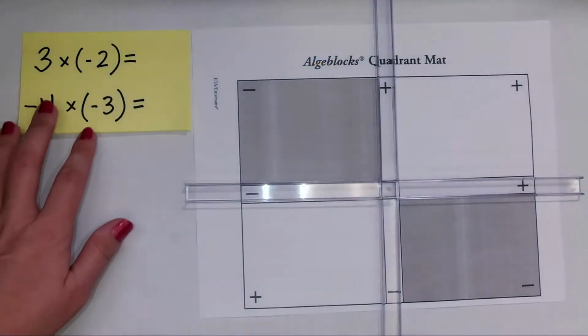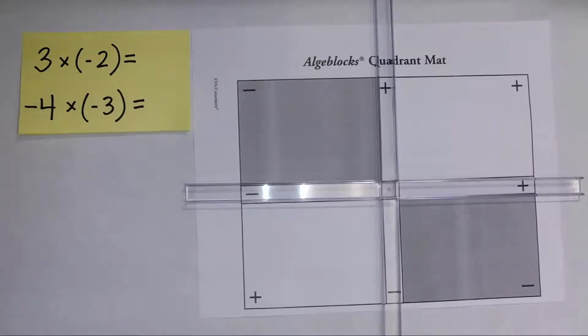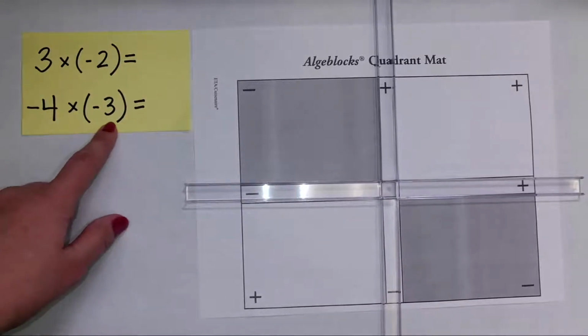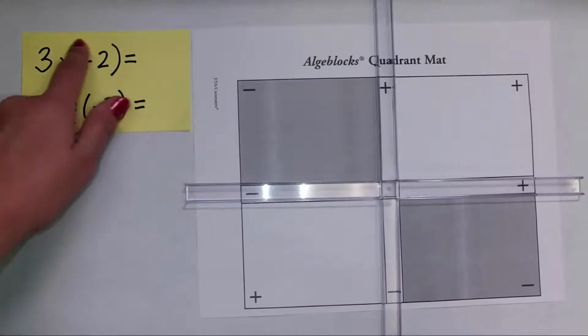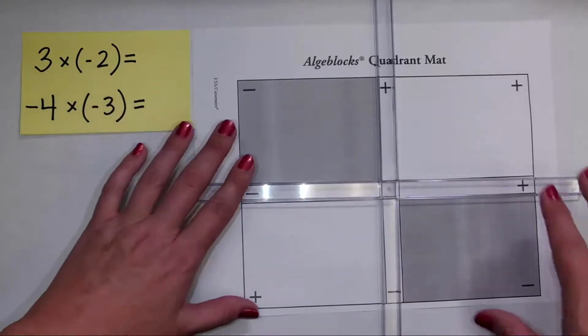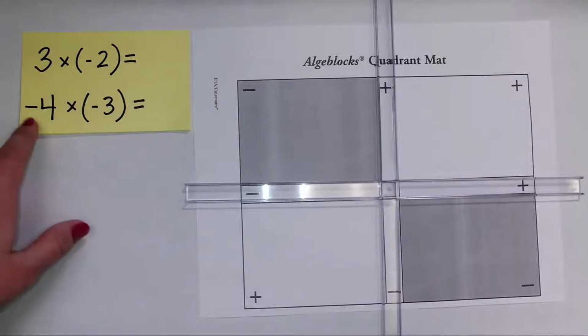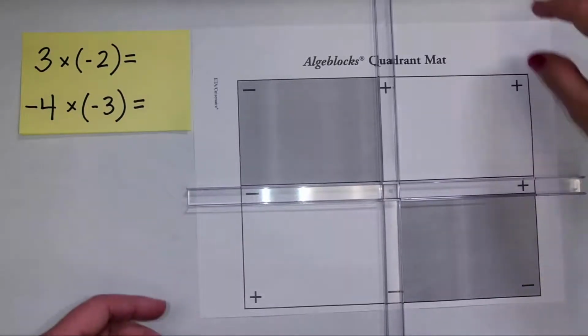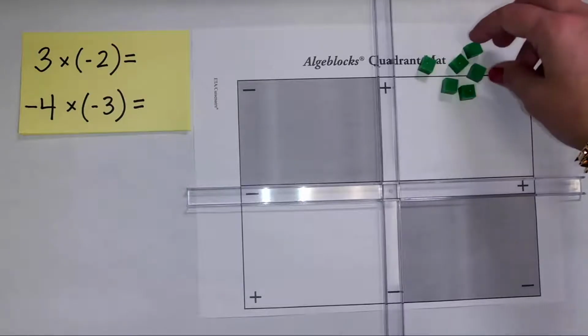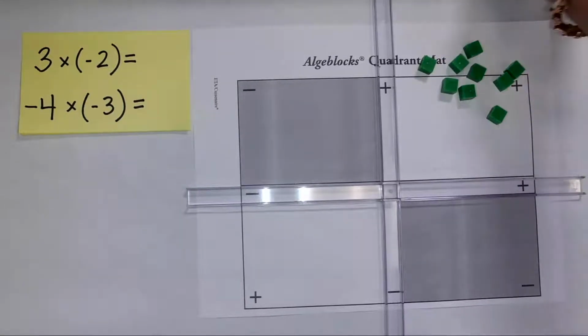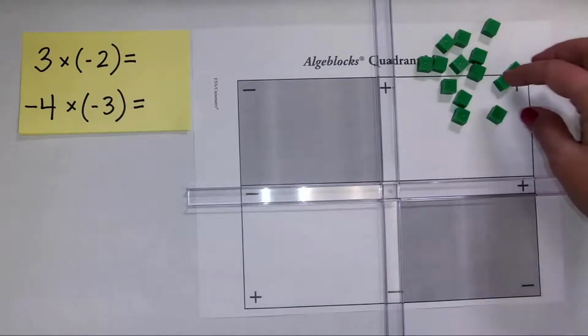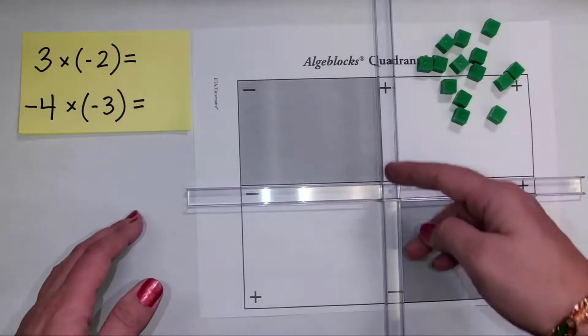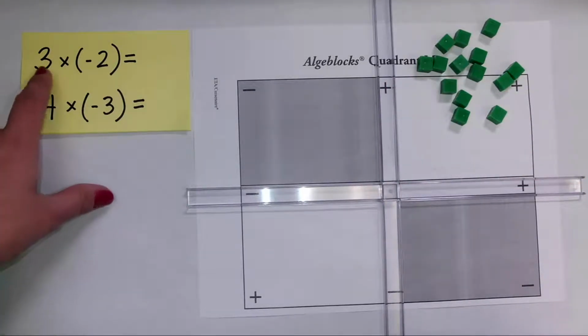So we're solving these two problems here today, 3 times -2 and -4 times -3. I always like to have my abstract form of the number, even if I'm using something like these concrete manipulatives. So this is a set of manipulatives that we are going to use called Algeblocks. And these Algeblocks have these nice green cubes, and we're going to use these green cubes to set up multiplication within an area or an array.